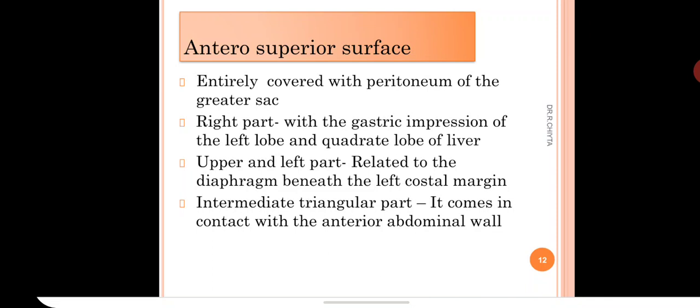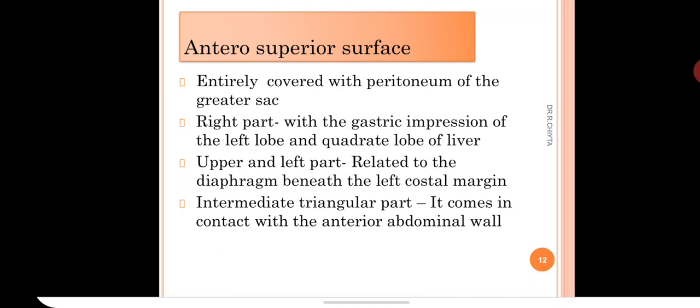Now we will move on to the surfaces of the stomach. We have covered two ends or two orifices of the stomach, two borders of the stomach. Anterosuperior surface: it is entirely covered with peritoneum of the greater sac, and its relations are: right part, it is related to the gastric impression of the left lobe and quadrate lobe of the liver.